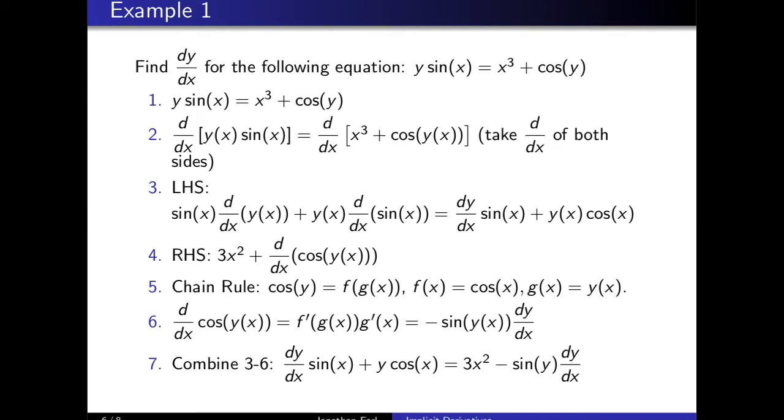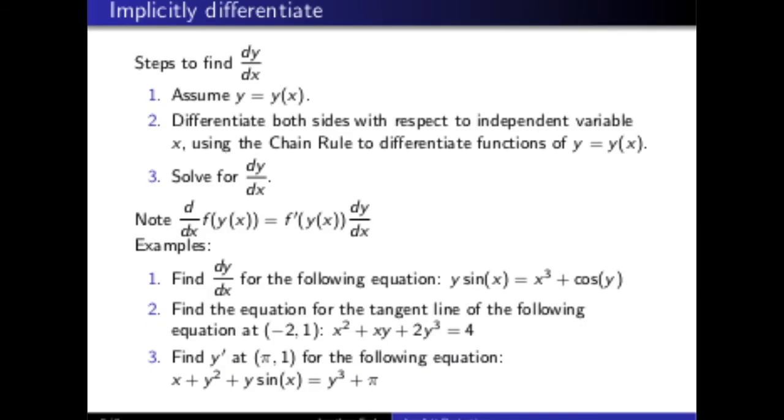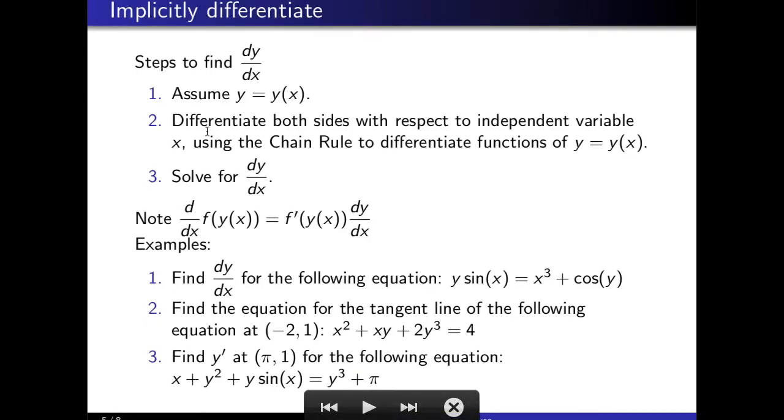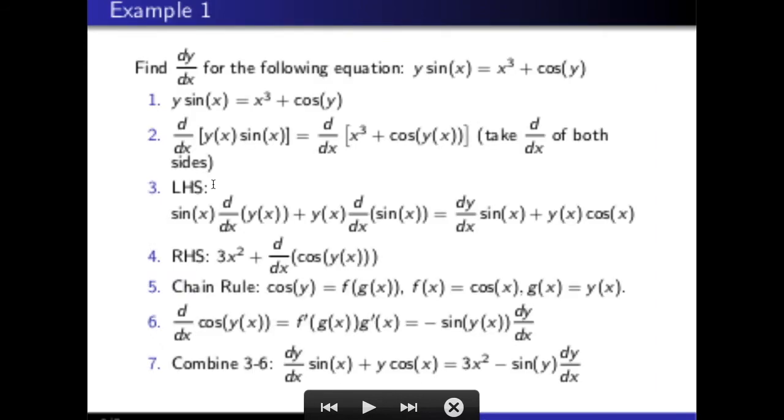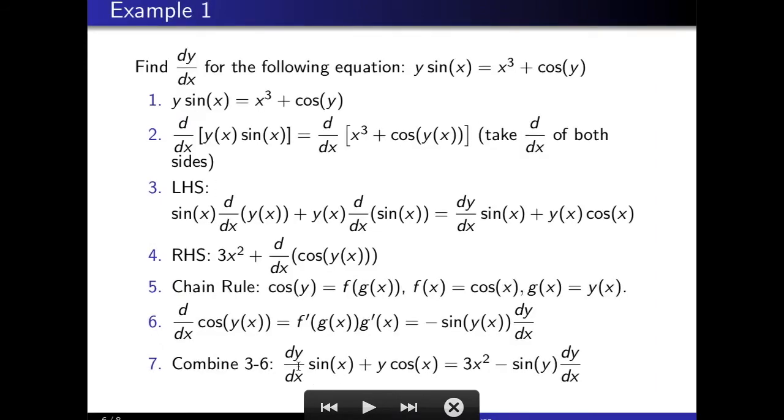And now at this point, we've done step 1 and we've done step 2. Now all we need to do is solve for dy by dx. So what we're asking here is just isolate this equation for the dy by dx. And what we're going to do is put all the terms that have dy by dx on one side, put the terms that don't have dy by dx on the other side, factor dy by dx out, and then isolate for it.